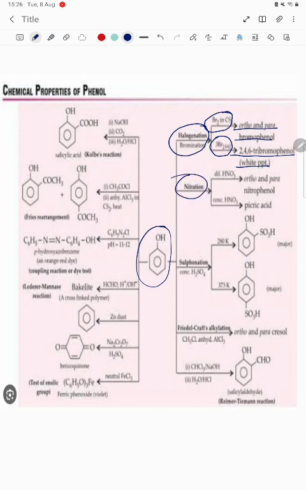In nitration, with dilute nitric acid, it will give ortho or para nitrophenol, but with concentrated nitric acid it gives 2,4,6-trinitrophenol, that is also called picric acid.